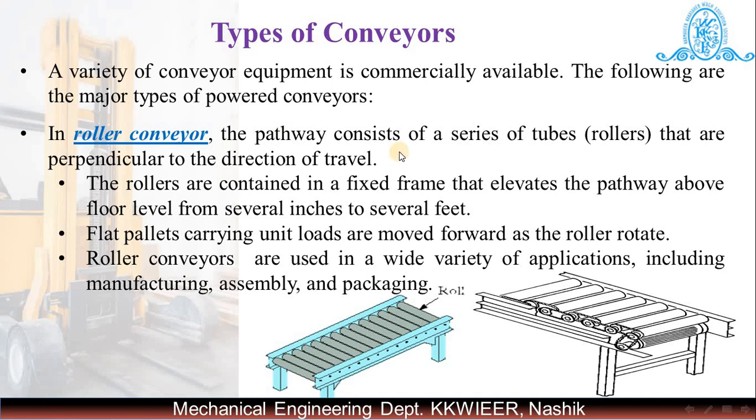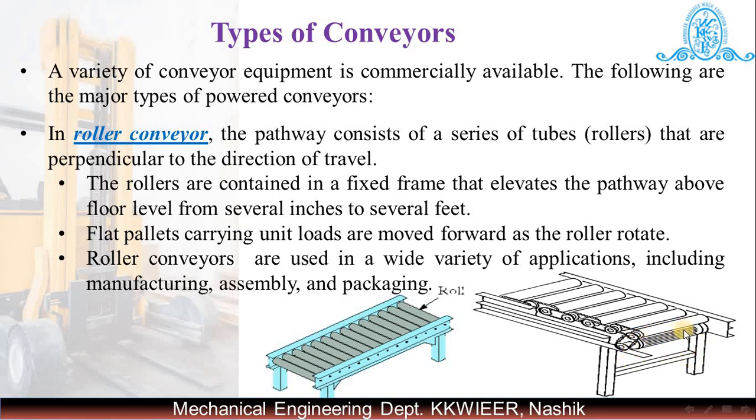So this consists of a pathway of a series of tubes. We can observe in this photograph that these are rolling tubes, which are continuously rotating along their own axis. Due to that, if the containers or products, either a pallet, are placed over there, they will continuously move toward their destination.